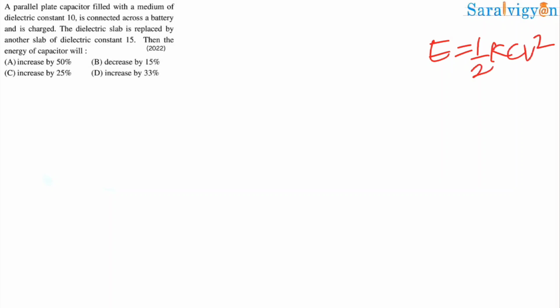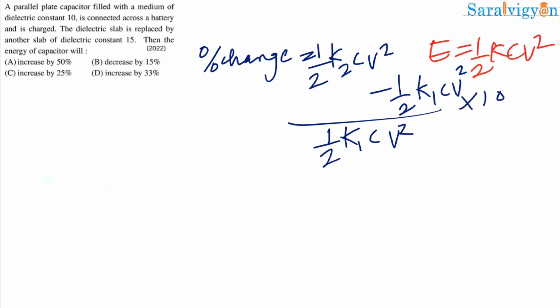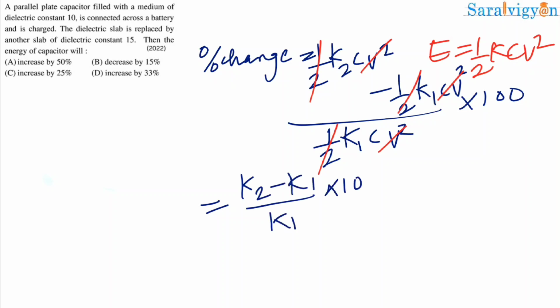In order to find the percentage change, we have to subtract final minus initial, divided by initial, and multiply by 100. So here the percentage change is equal to half K2 into CV square minus half K1 into CV square, by half K1 into CV square, into 100. Here we can cancel the half, and we cancel CV square and CV square. And we'll get (K2 minus K1) by K1 into 100.